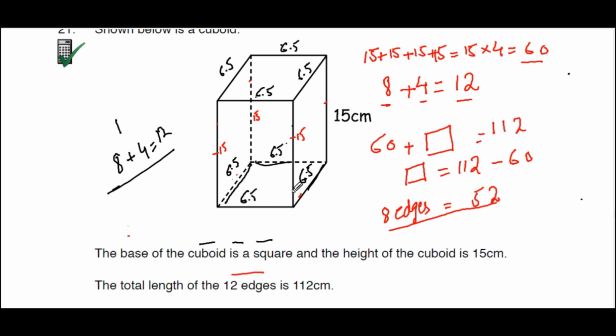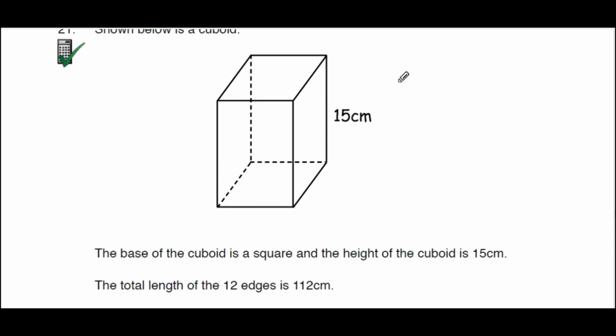So what we have to do over here, for a square, we can draw it over here. We have all the sides equal to 6.5, 6.5, 6.5 centimeter. So if you need to find the area of a square, what will you do? You will multiply 6.5 times 6.5. Okay, so that will be the area of the base of the cuboid.